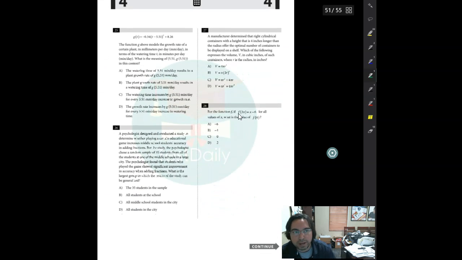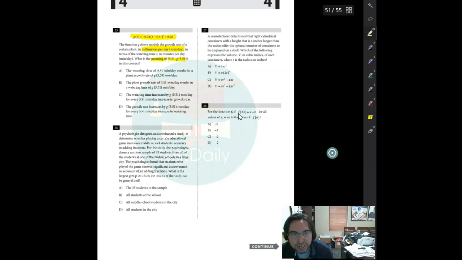Okay, number 25, what we're looking at here, we have another modeling question. We see an equation here, and we see what is the meaning of this point here. This one's a little bit different, but the principle remains the same, that we're still eliminating by units. And as we look at this and piece those things out, we see that the function g above models the growth rate of a certain plant in millimeters per day.